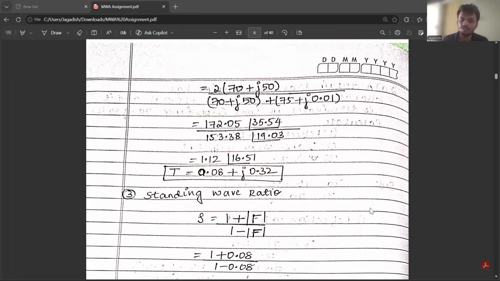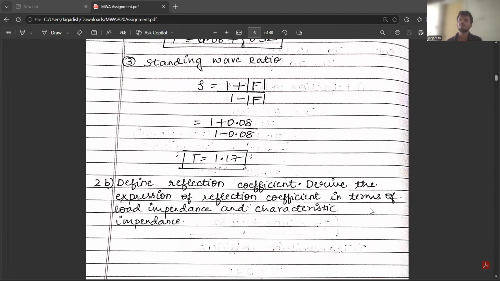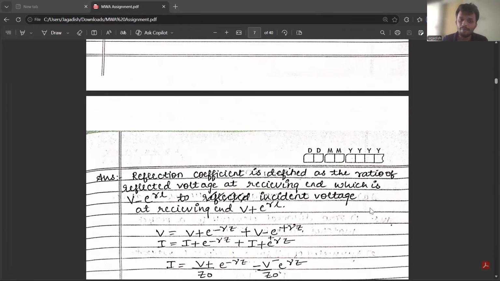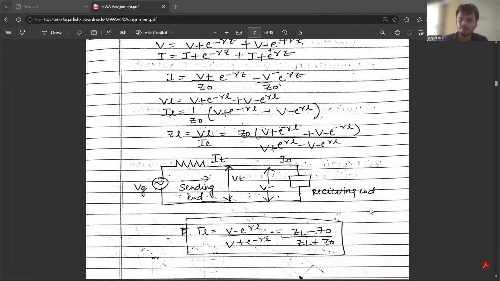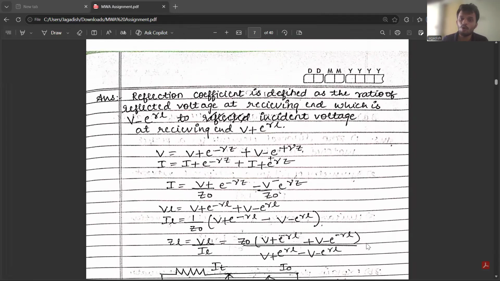After this, they might ask you to define the reflection coefficient and express it in terms of the load impedance and the characteristic impedance. This derivation is very much important. This much you need to learn from module 1 to be on the safer side.